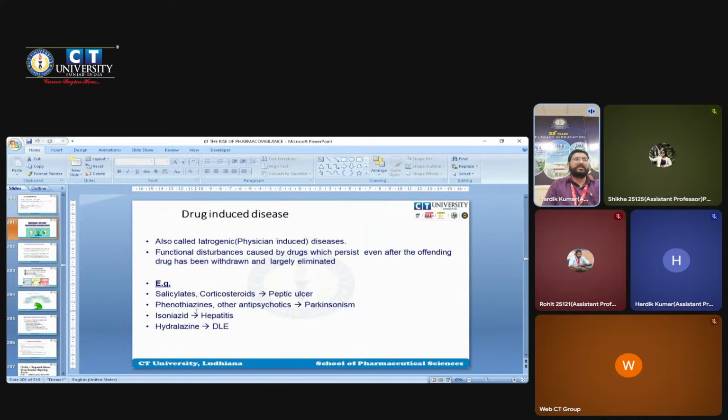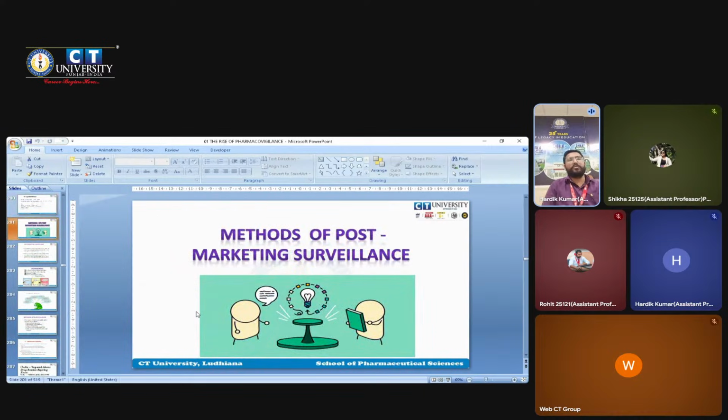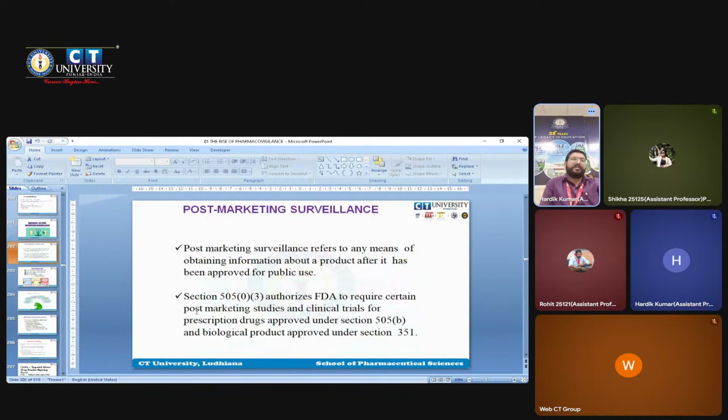Then we can talk about the methods of post marketing surveillance. What should be done? Post marketing surveillance refers to any means of obtaining information about a product after it has been approved for public use. Section 505(o)(3) authorized the FDA to require certain post marketing studies and clinical trials for prescription drugs approved under section 505(b).